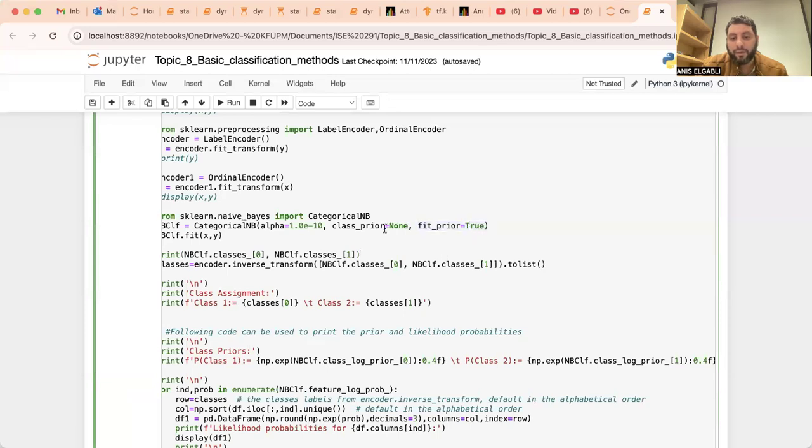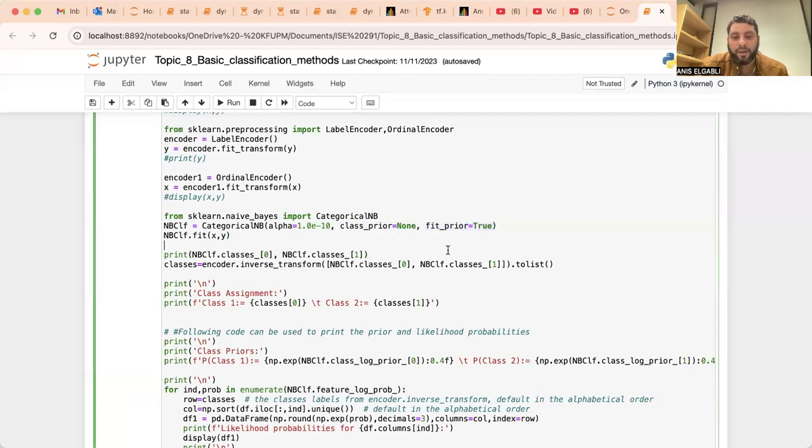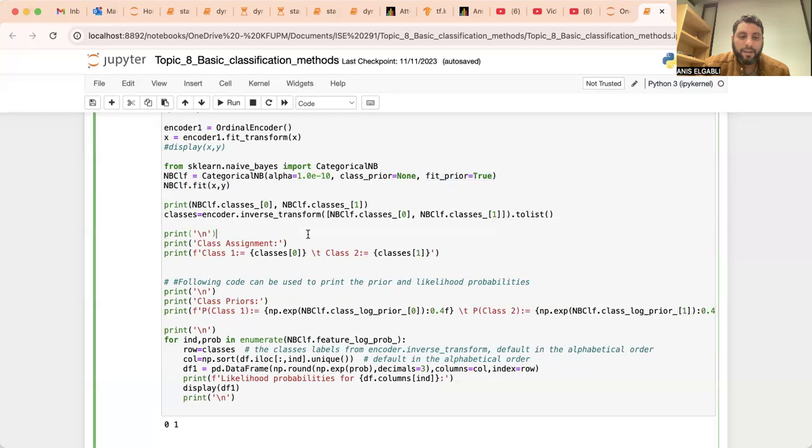Fit prior equal to true. So there is no assumption. If this were false, then the assumption would be that they are uniformly distributed, okay? For each feature the distribution would be uniform, but we're not assuming that. We are actually learning the distribution from the data samples we have, so we use the samples to compute the probabilities, okay? So that's it. We create the object, we fit it on our data, and then that's it.